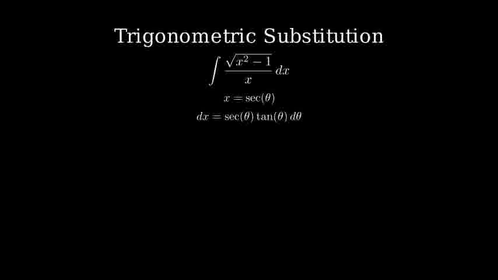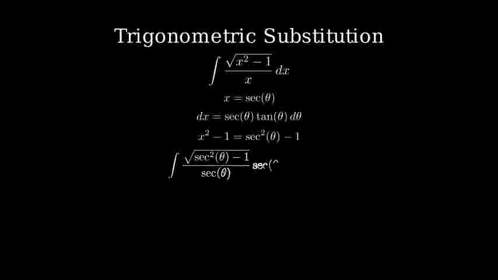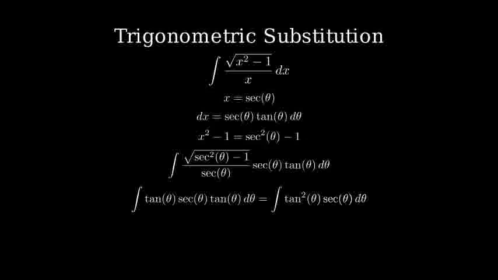Now we substitute back into our integral, which yields the integral of square root of x² minus 1 over x times secant theta tangent theta d theta. We can simplify this expression. Since tangent squared equals secant squared minus 1, x² minus 1 becomes tangent squared of theta. The expression then simplifies to tangent theta.